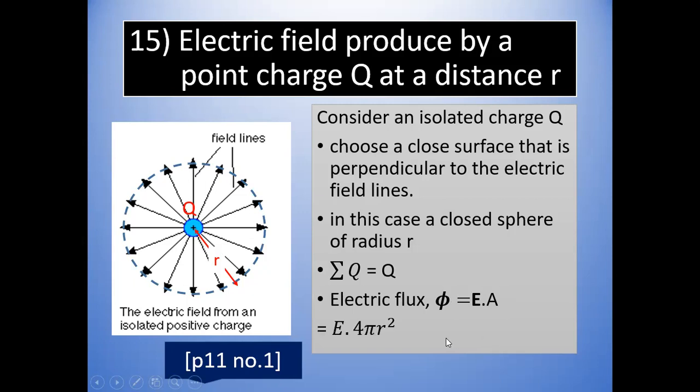Choose a surface that's perpendicular to the electric field. The easiest surface you can choose, a square will make life difficult for you. Square or rectangle will be too messy a calculation, so you have to choose a sphere. It must be a closed surface. So surface area A is 4 pi r square. Okay, surface area of the sphere.